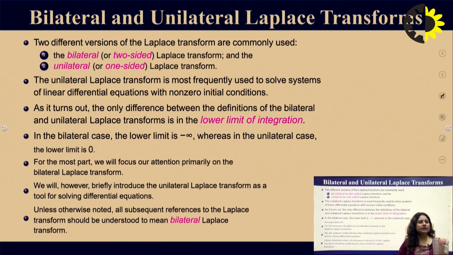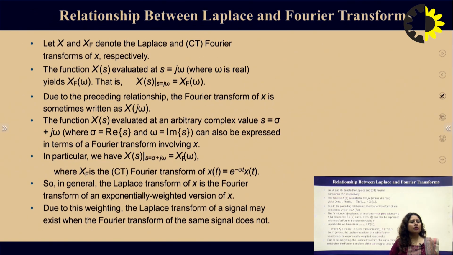So, bilateral and unilateral Laplace transform. When we say bilateral Laplace transform, it is from minus infinity to infinity, or you can say two-sided Laplace transform. But the unilateral Laplace transform is one-sided, that is either from minus infinity to 0 or from 0 to infinity. As it turns out, the only difference between the definitions of the bilateral and unilateral Laplace transform is the lower limit of the integration. So, in the first case, we have from minus infinity to infinity, in the other case, it is from 0 to infinity. So what is the relationship between Laplace transform and Fourier transform?